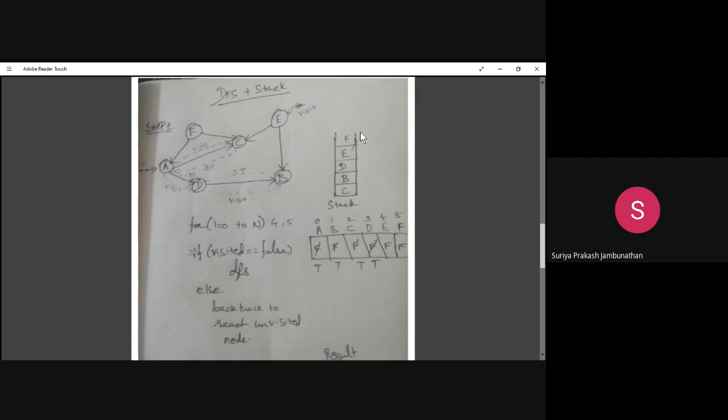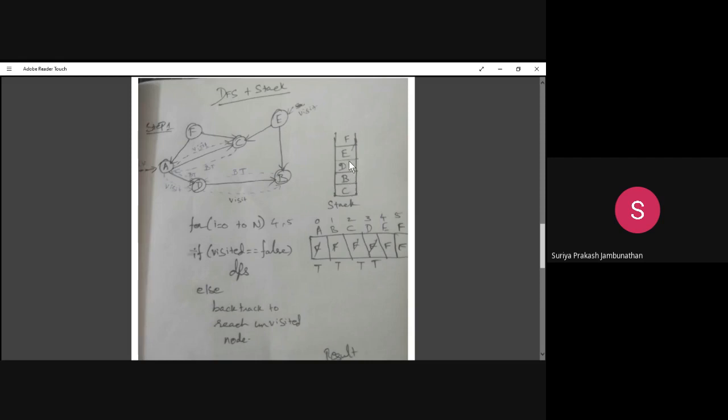So F will come at the top. Okay, so F will come at top. How will you represent the stack? The stack will be removed from the top, no? So F will come first, E will come second, then the third one is A, that is what we missed actually. A will come as third, D as fourth, B as fifth, and C will go as sixth.